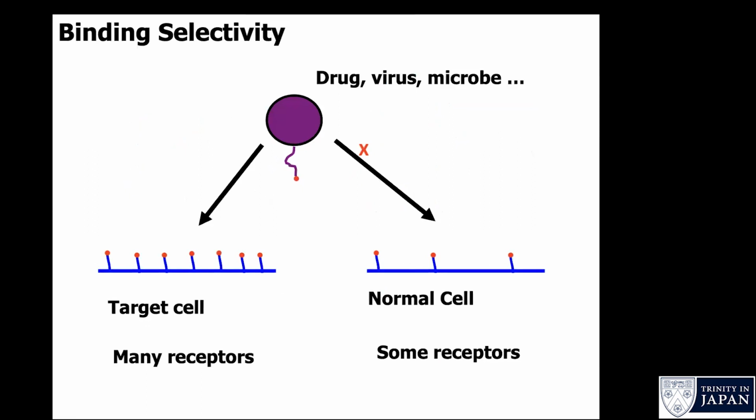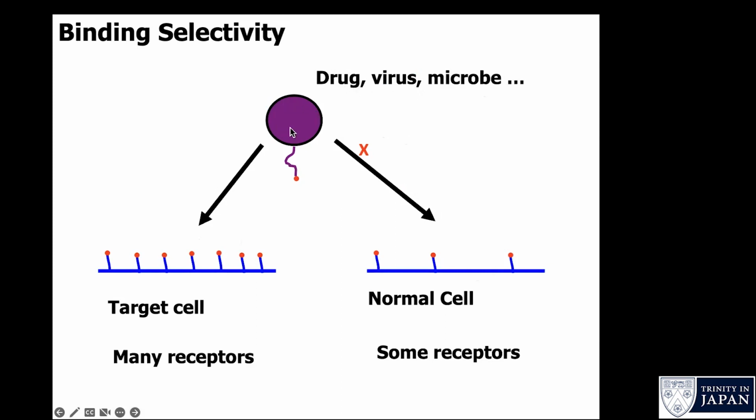So to just summarize that point, if you have a target cell with a high number of receptors, the virus would like to bind to that. Whereas if you have a cell with a small number, you would not like to bind. And I say here that it's a virus, maybe a microbe. But of course, this could also just as well apply to drug discovery, to drug development.